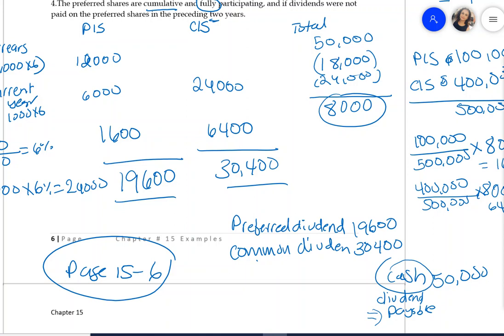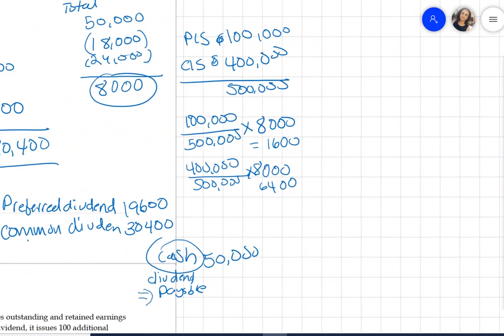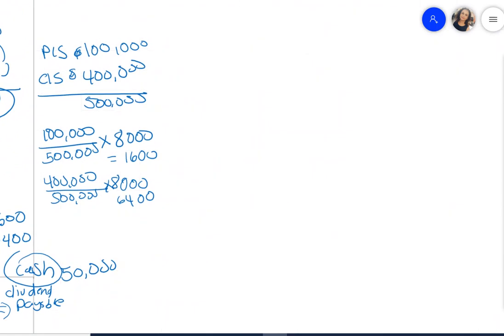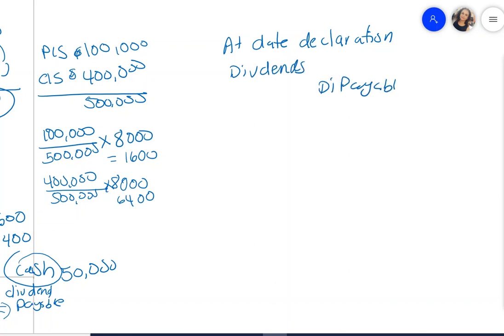So I wanted to introduce something before I go further in this: anytime you issue a dividend, there are 3 dates. At the date of declaration, when you declare a dividend, there's a journal entry. What is the journal entry? Normally you have dividends and then dividend payable. So it's at the date.